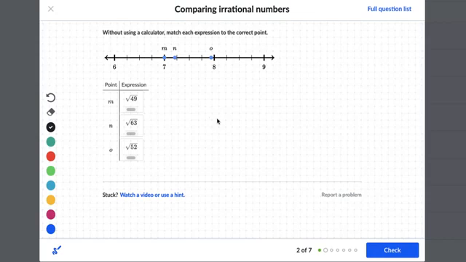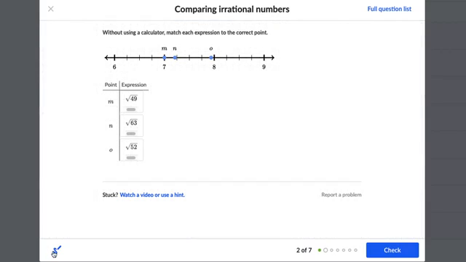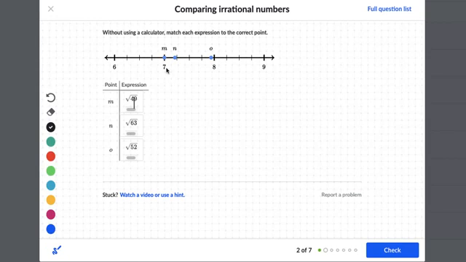So it looks like these people can move. Okay. So let's see. This one right here is right on 7. M is right on 7.